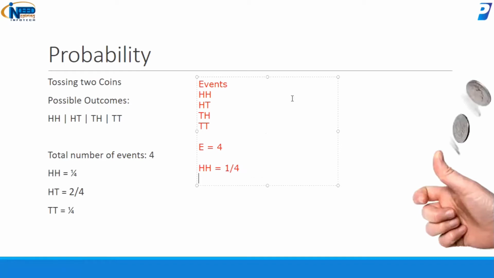Similarly, for head tail or tail head, they are both the same thing, so 2 by 4. In probability, we consider head tail and tail head the same. And for tail tail, the possibility is 1 by 4. So these are the probabilities for head head, head tail or tail head, and tail tail. If we have multiple such coins, this is how the probability will be calculated.